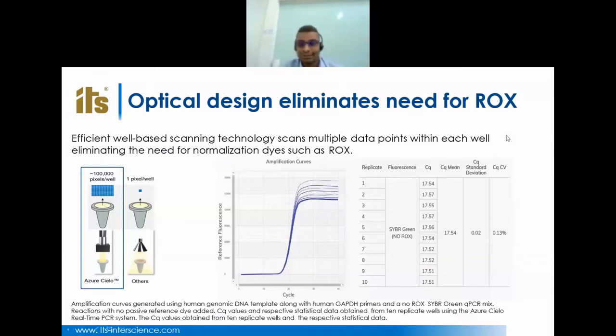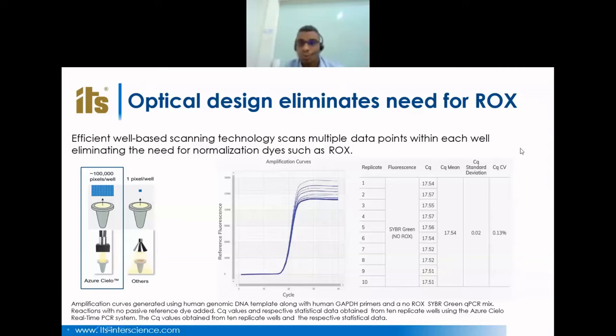But in the Azure Cielo, since we are using single well scanning and we are collecting 100,000 data points per well, we don't need a ROX dye. And since we don't need a ROX dye, you can do a true 6-target multiplex.